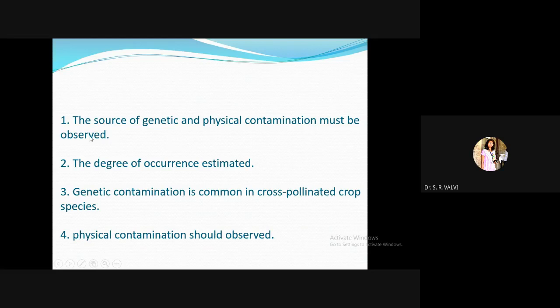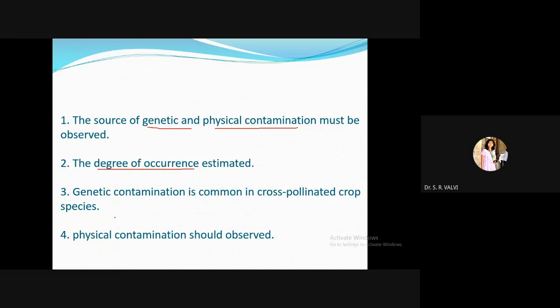So the first point, see, the source of genetic and physical contamination must be observed. Let me take the pointer. What you have to observe here is genetic and physical contamination. You must observe this while making a field inspection. The next point, the degree of occurrence of a particular contamination should be estimated.